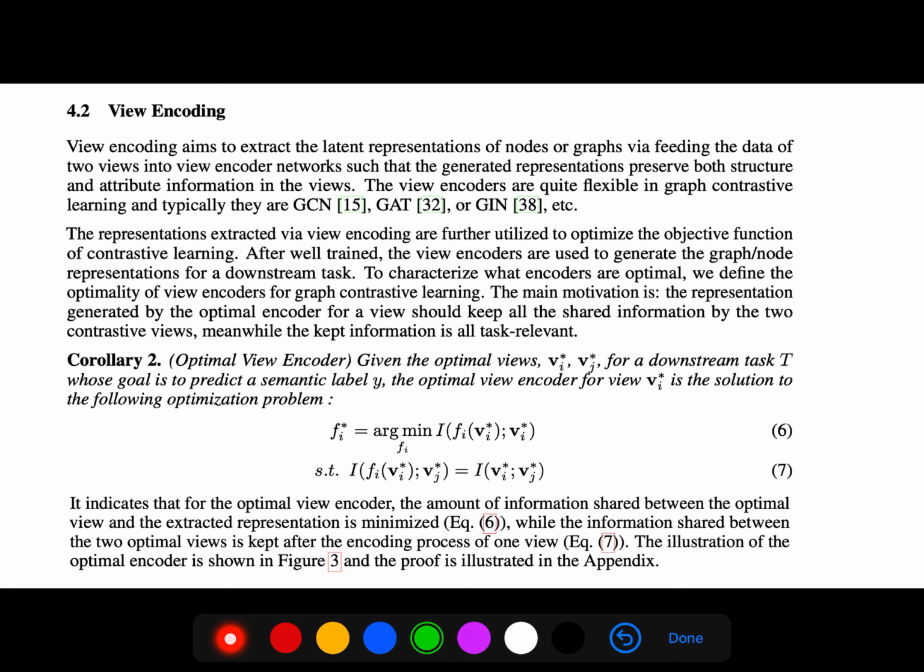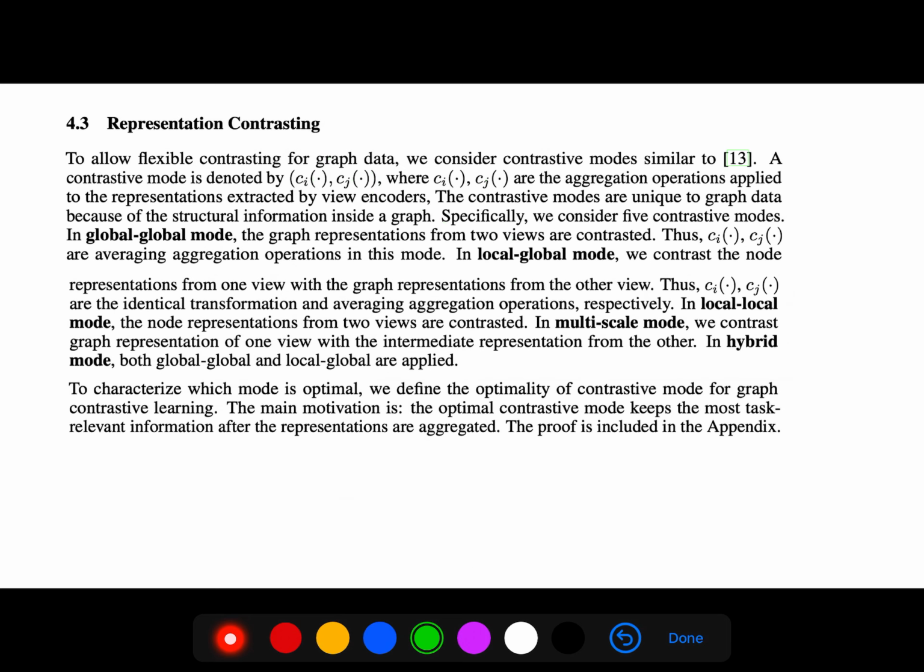View encoding aims to extract latent representations of nodes or graphs via feeding the data of two views into a view encoder network, such that the generated representations preserve both structure and attribute information. So in representation contrasting, the contrastive modes are unique to graph data because of the structural information inside the graph. Specifically, we consider 5 contrastive modes.